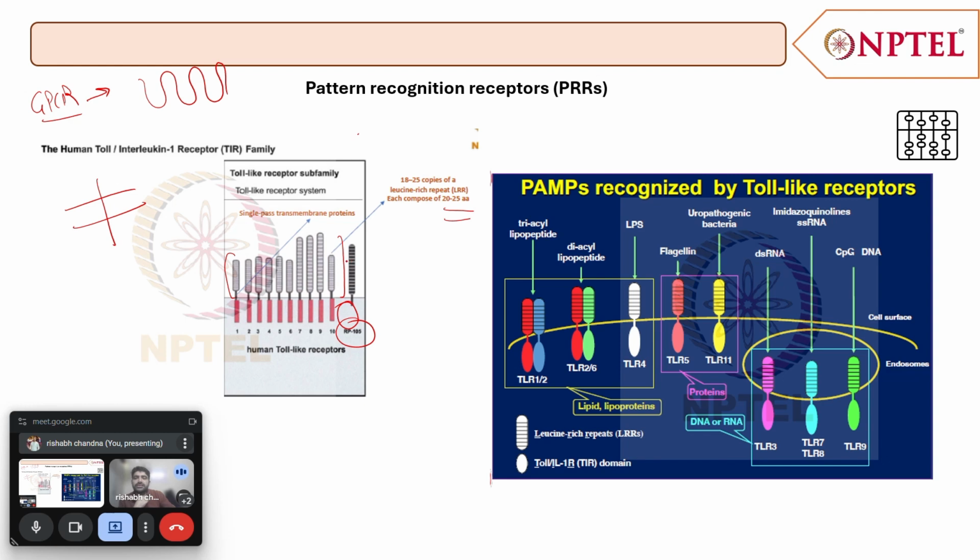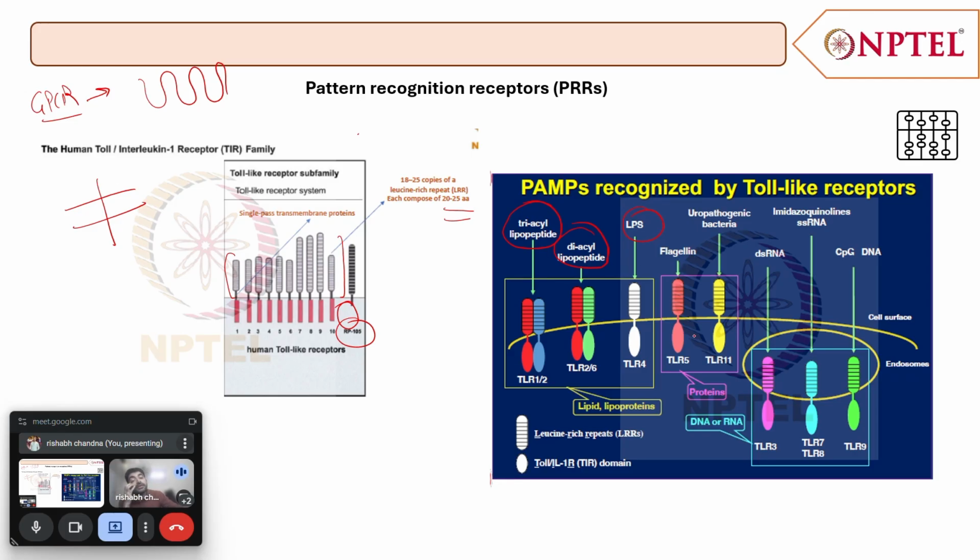So this is the TIR family. Now there are different PAMPs present on the pathogen that are recognized by this toll-like receptor family. For example, TLR1, 2, 6, and TLR4 recognize lipids and lipoproteins. TLR1 and 2 recognize triacyl lipopeptide, TLR2 and 6 recognize diacyl lipopeptide, and TLR4 recognizes lipopolysaccharide present in the bacterial cell.